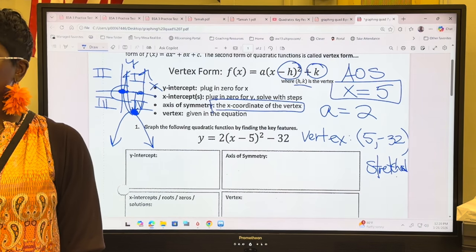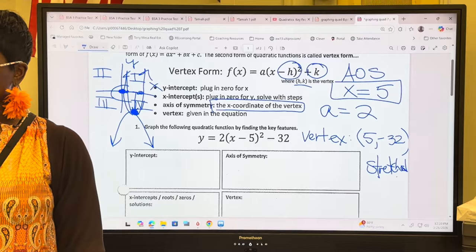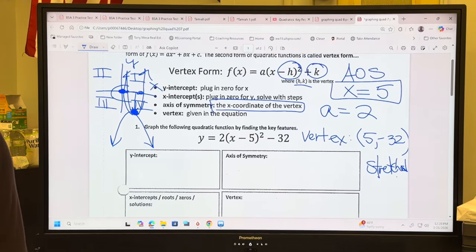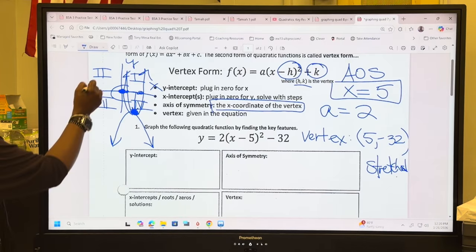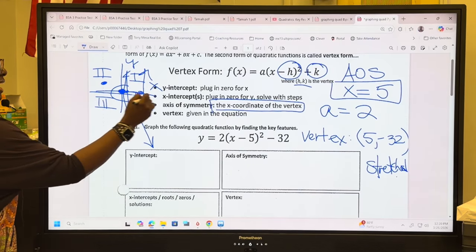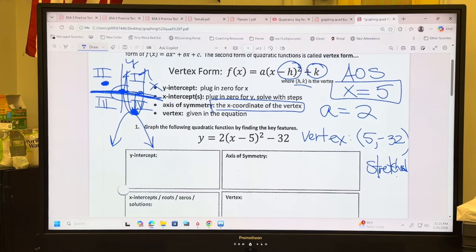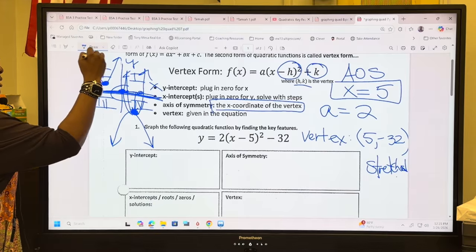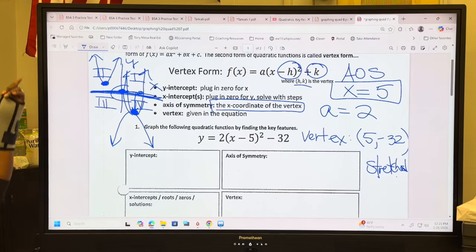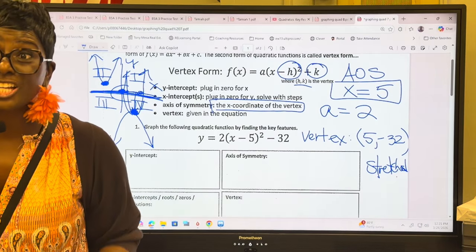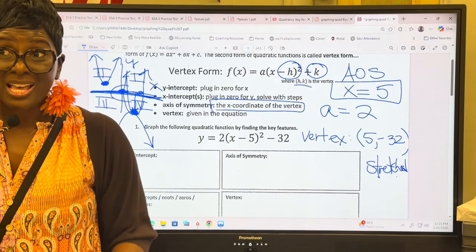What if my vertex is above the x-axis? Then it would have to do what? U up. If my vertex is above the x-axis, right? If it's above, the only way I have no solution is if this thing does what? U up. Now I'm not going to touch the x-axis at all because remember, what is the solution to a quadratic function? It is the x-intercepts. That means you got to touch the x-axis.